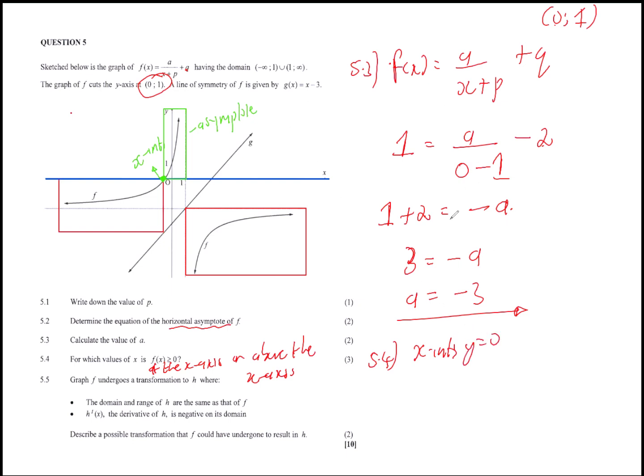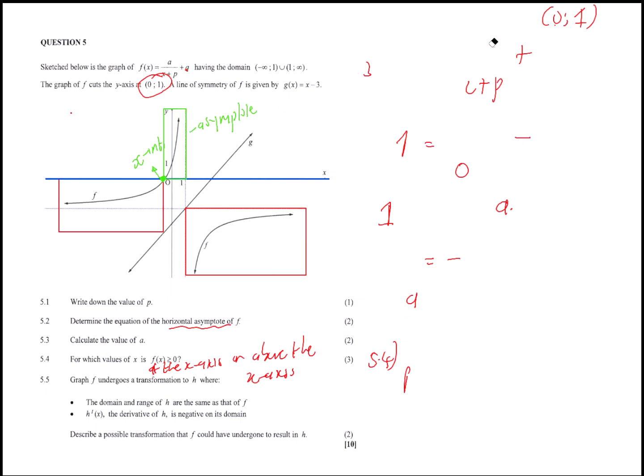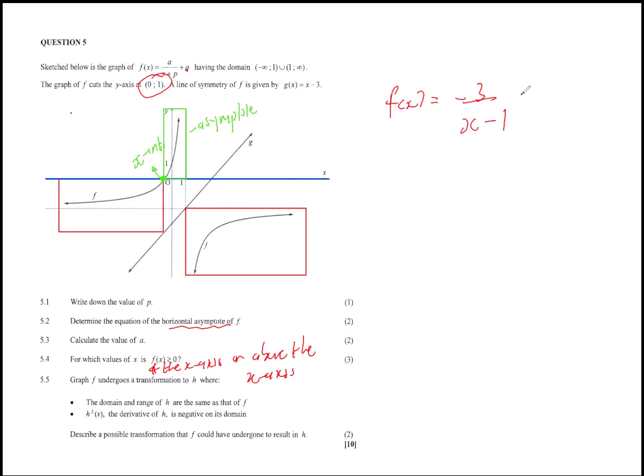So we want to take this equation now. f of x is equal to negative 3 over x minus 1, then minus 2. So we are looking for the x-intercept. We make y 0. So 0 equals negative 3 over x minus 1, and then minus 2. I take this minus 2 and transpose it over to this side. That's 2 equals negative 3 over x minus 1.